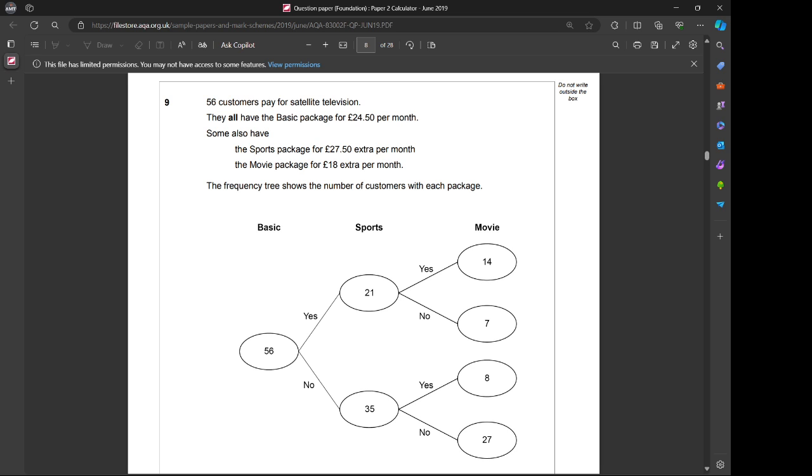Again, sorry that I can't actually write on the PDF, okay, because it's secure. Okay, but this is question number 9, guys.